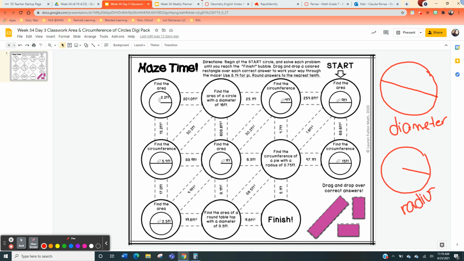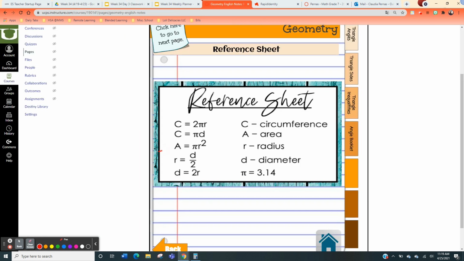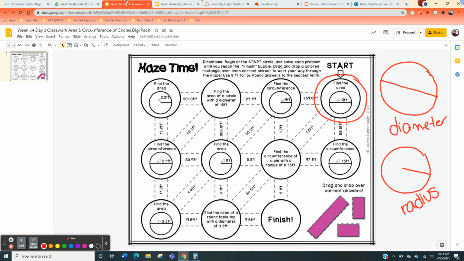So for question number 1 at the start, it's giving us our diameter. So let's pull up our area formula. Area is pi r squared. I'm going to go ahead and write it. In order to find my area, I need to find my radius. So remember, to find your radius, you take your diameter and you divide by 2.